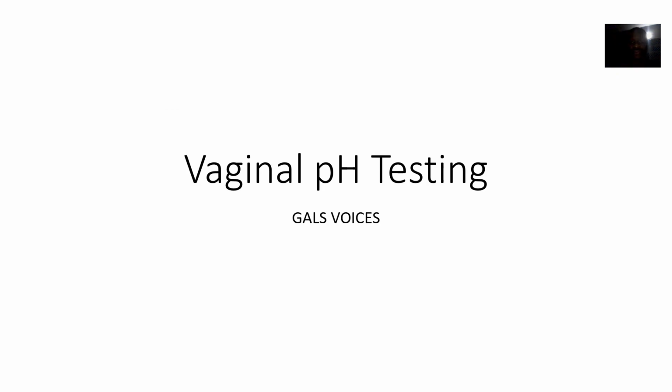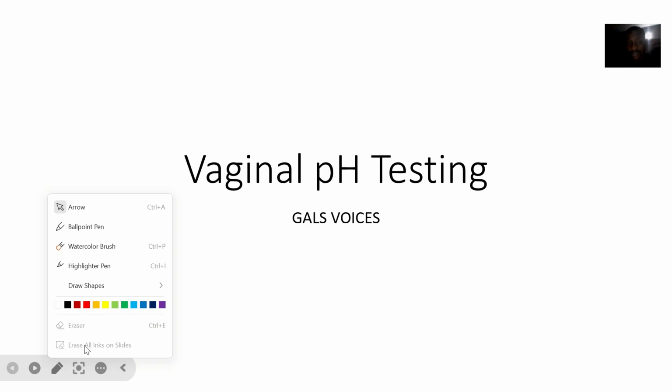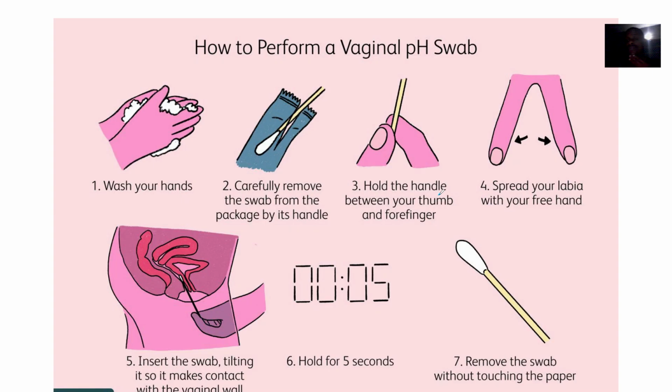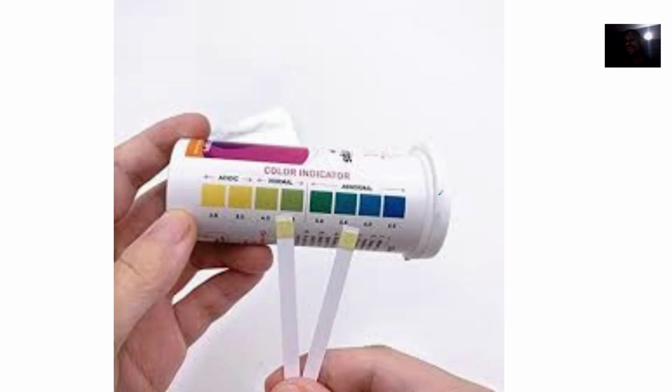All right, so moving on to the concept of vaginal pH testing. Everybody knows what pH testing is. pH is basically how you determine the acidity or the basicity of something. You use something like pH test strips. To all my students who have been to the lab, you must have seen the strips. There's a way you can still use this to check.